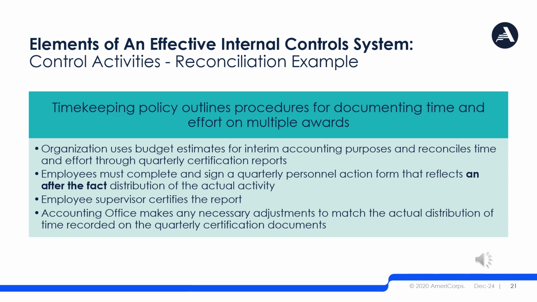All employees whose work is partially funded by multiple grant awards must complete a quarterly personnel action form that reflects an after-the-fact distribution of the actual activity, not a budget estimate, accounts for the total activities for which the employee is compensated, coincides with pay periods under the period of certification, and is signed by the employee. The employee's supervisor certifies that the time reported accurately reflects the time spent on the different activities.